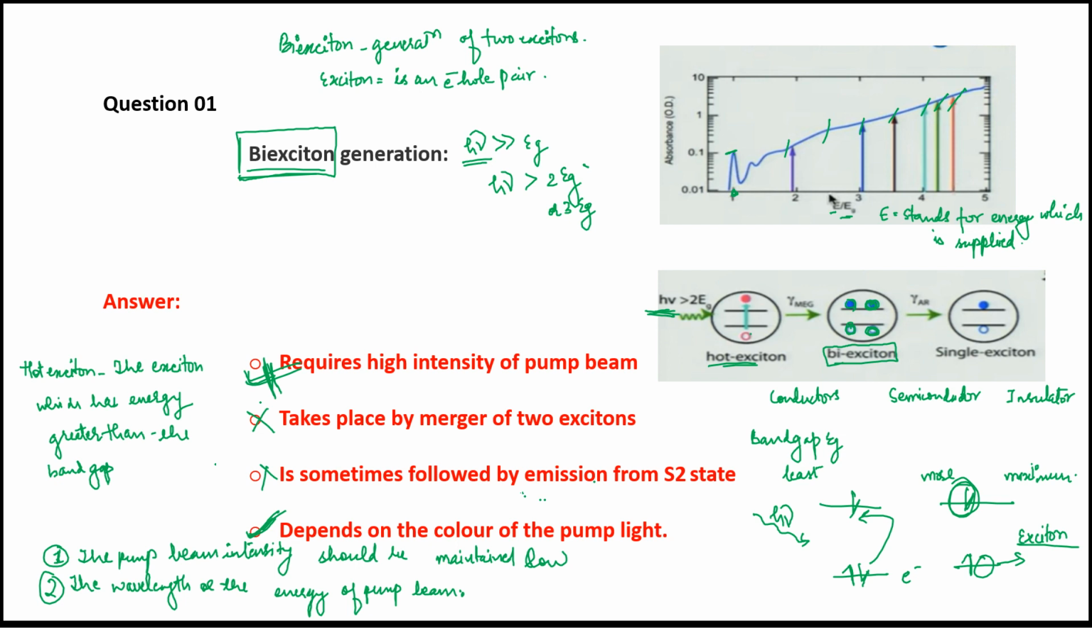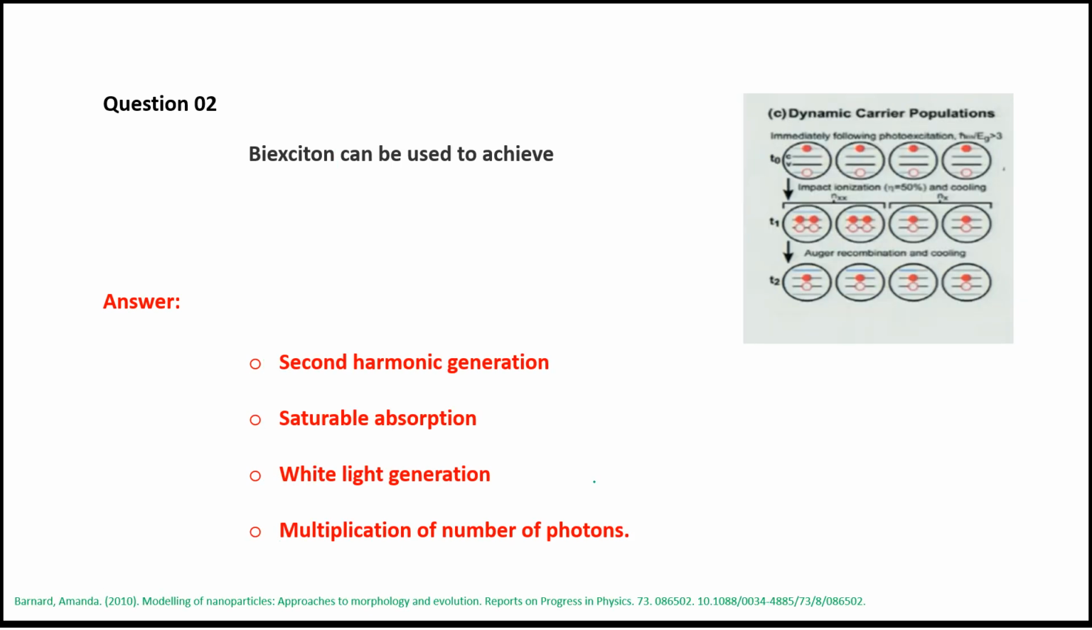Okay. So we'll go to the next question. The second question is why exciton can be used to achieve. See, why is it necessary for the bi-exciton to be generated, or why are we studying the process of formation of bi-exciton? So we'll take a look at the process, what happens after the bi-exciton is generated, and how the bi-exciton is generated. Okay. So consider this is a system.